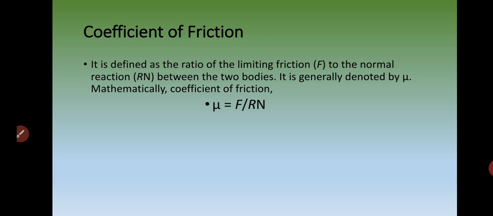It is generally denoted by mu. Mathematically, coefficient of friction, denoted by mu, is equal to F upon Rn, where F is the limiting force of friction and Rn is the normal reaction.